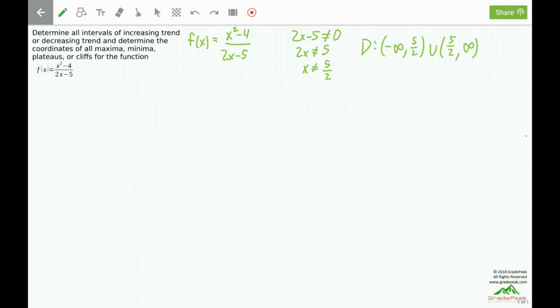The next thing to do is find all critical numbers. We will take the first derivative. f of x is a quotient of two expressions here, so the first derivative will make use of the quotient rule. The derivative of the numerator, 2x, times the denominator left alone, 2x minus 5, minus the numerator left alone, x squared minus 4, times the derivative of the denominator, 2, and the entire thing over the denominator squared.